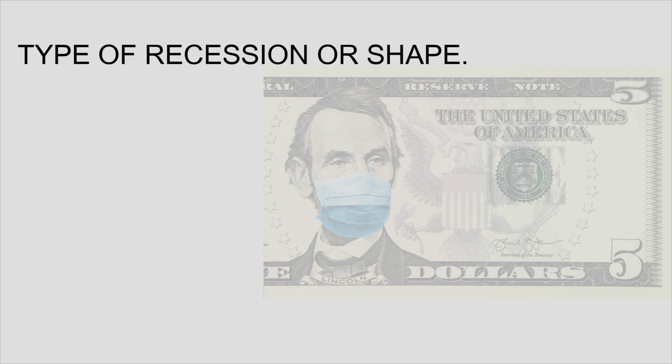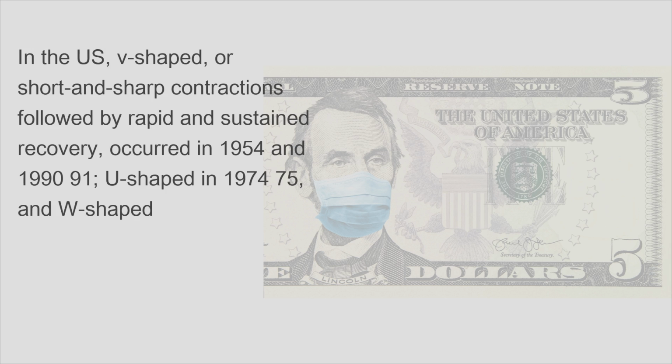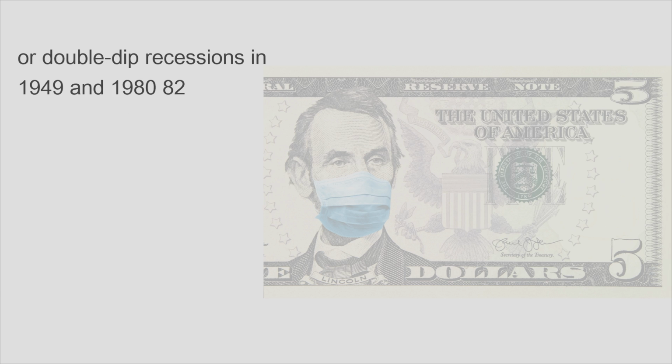Type of recession or shape. The type and shape of recessions are distinctive. In the U.S., V-shaped, or short and sharp contractions, followed by rapid and sustained recovery, occurred in 1954 and 1990-91. U-shaped in 1974-75, and W-shaped or double-dip recessions in 1949 and 1980-82.